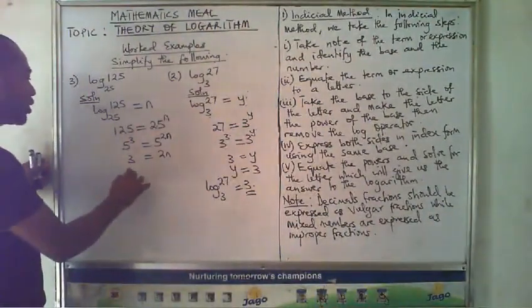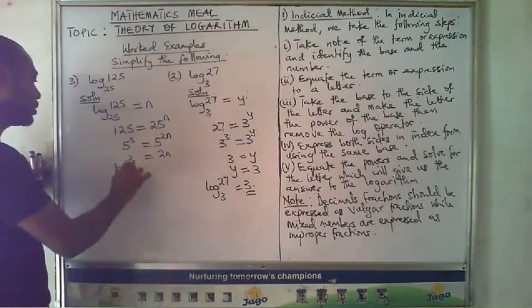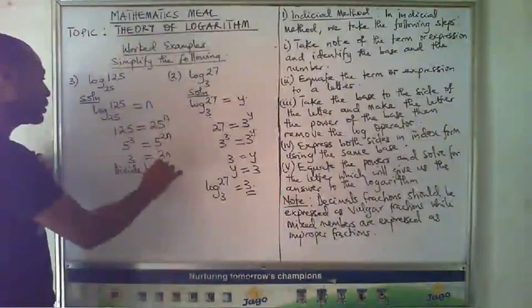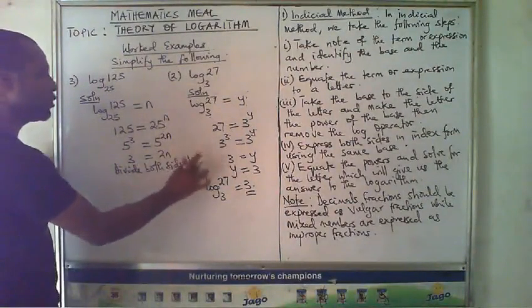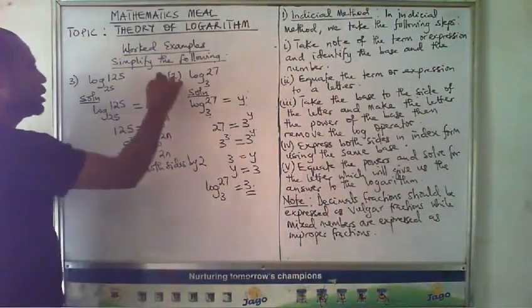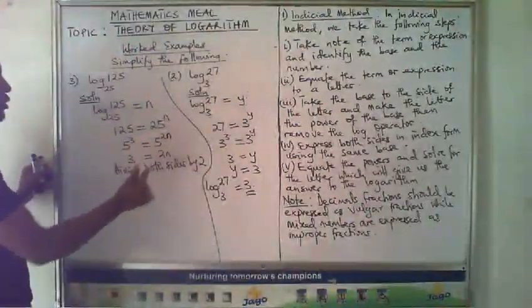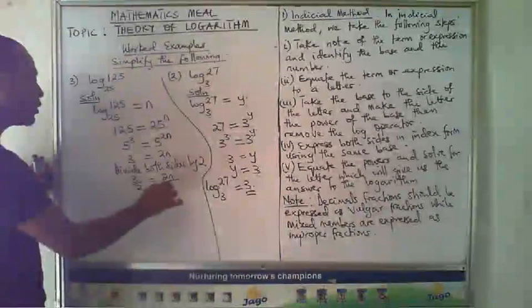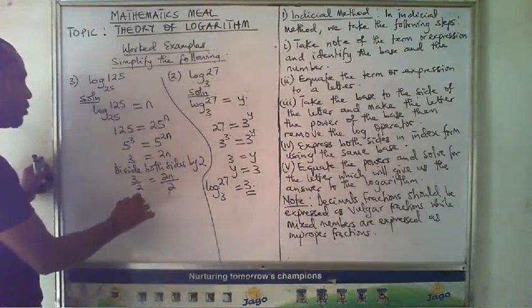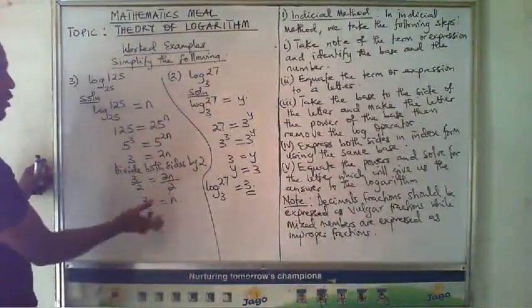Okay, for us to solve this, divide both sides by 2, because 2 is the coefficient of the unknown. So I have 3 over 2 equals 2n over 2. When 2 divides this, we are left with 3 over 2 equals what? n. So n is 3 over 2.